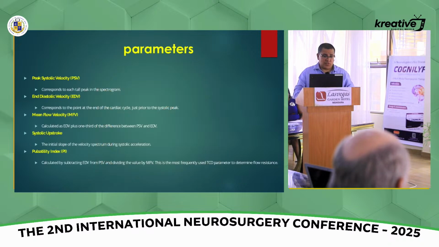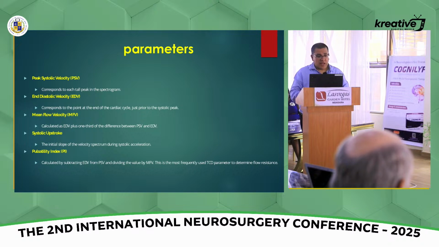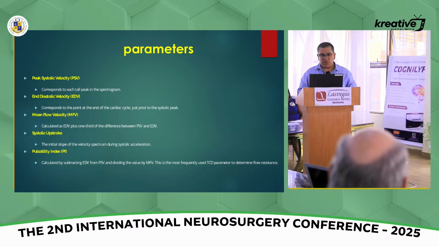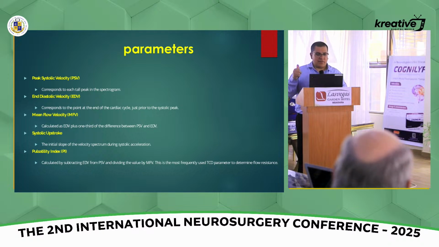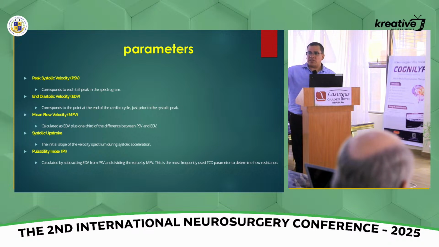We talked about this: the majority of the things that we use are the mean flow velocity, as well as the peak systolic velocities. There are different parameters for identifying, for example, stenosis, or identifying cerebral vasospasm as well. The pulsatility index is information the machine gives you. The higher the velocities, the smaller the vessel is. The higher the pulsatility index is, the higher the ICP could potentially be as well.